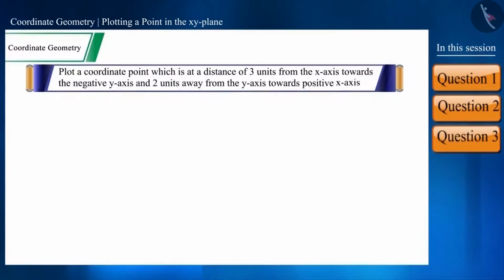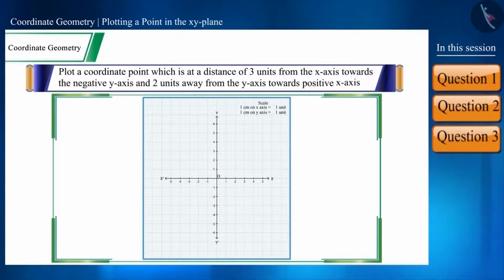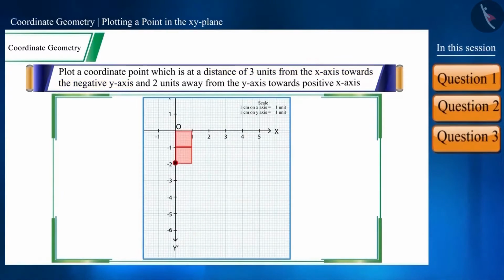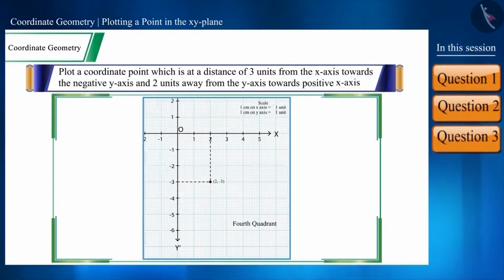The first line says that the point is at a distance of 3 units from the x-axis to the negative y-axis, that is, minus 3 on the y-axis, and from the y-axis towards the positive x-axis at a distance of 2 units, that is, 2 units from minus 3 on the y-axis to the positive x-axis, that is, it is in the fourth quadrant. Friends, let's end this video with this.